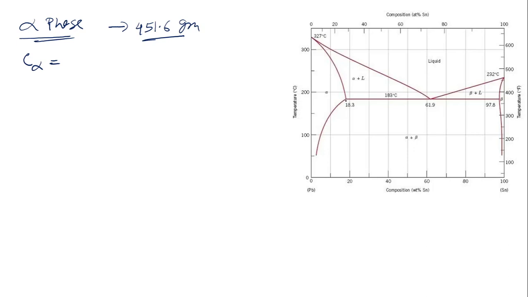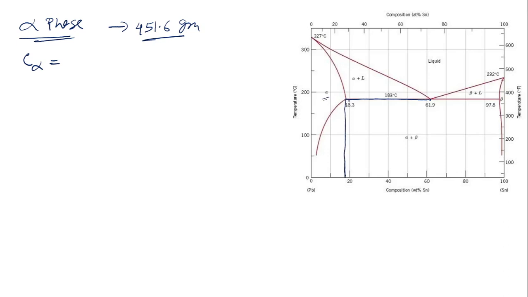To know the composition of alpha, just draw a horizontal line corresponding to that particular temperature or particular point. Here this is the particular point now, so corresponding to this particular point, draw a horizontal line towards that phase. I want to find out the composition of alpha, so towards that alpha phase, and when this line touches the point after which we have a pure alpha, corresponding to that line, consider that composition of alloy.